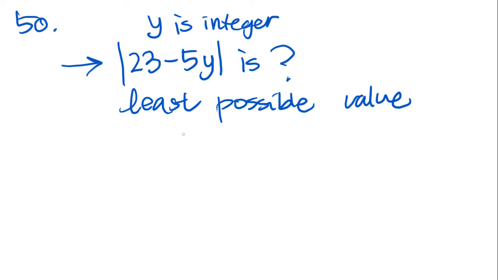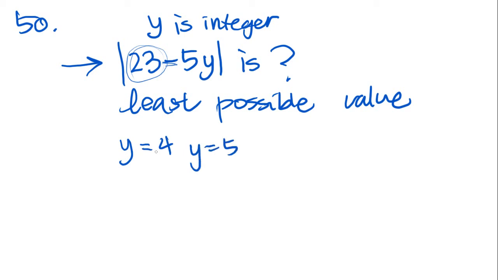Let's see, we're going to try to get 5y as close to 23 as we can because we're going to be subtracting from that. And absolute value just means that whatever we get, whether it's a positive or a negative, it ends up being positive. So 5 times 4, let's see, y might be 4 or y might be 5.